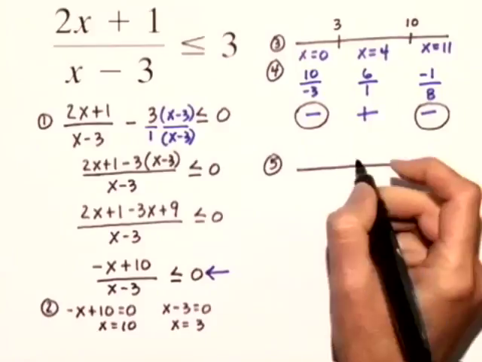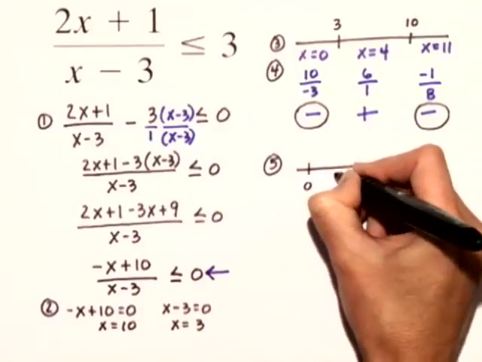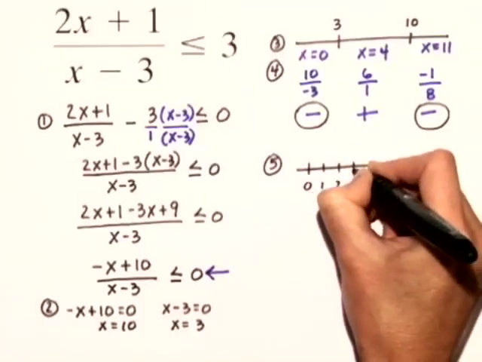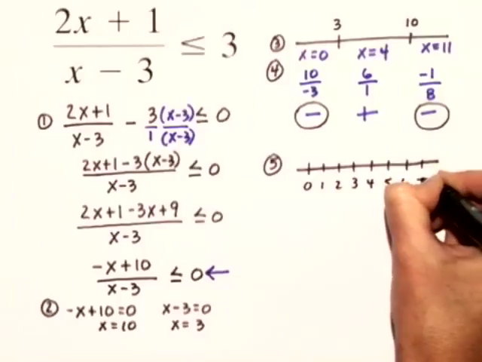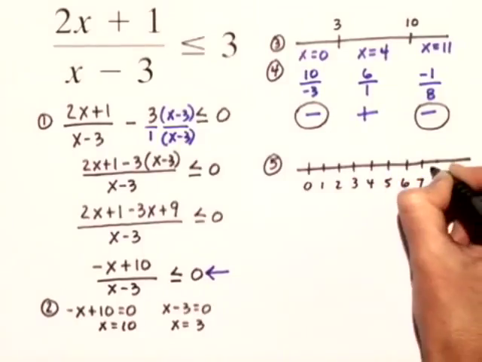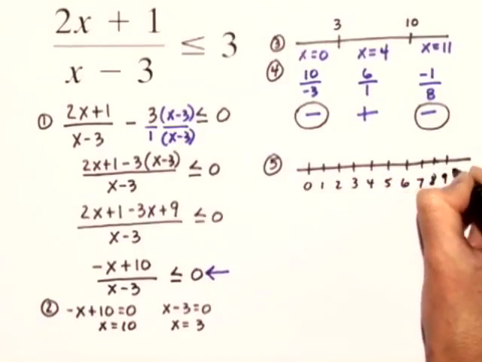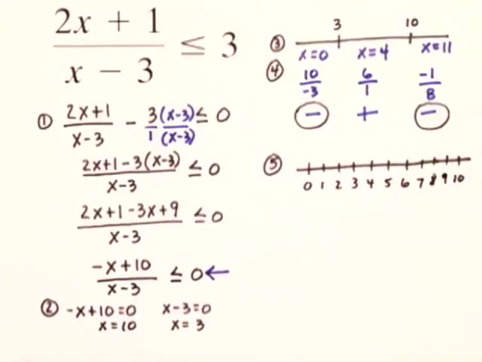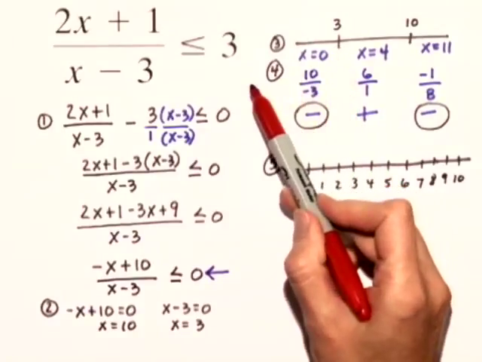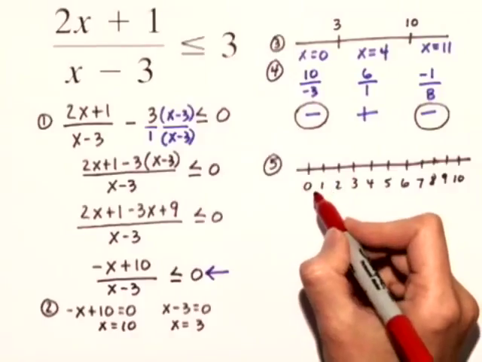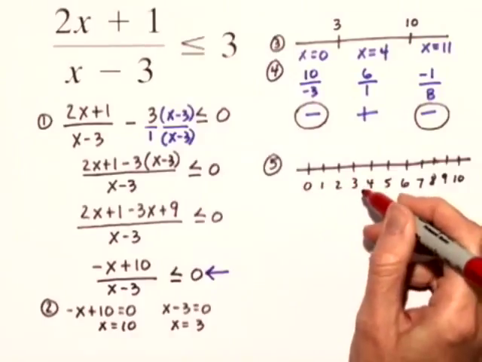So we have 0, 1, 2, 3. And there's our number line from 0 to 10. So we're ready to graph our solution. We know that this function is less than or equal to 0 in the interval from 3 and to the left of 3. But let's be very careful before we actually graph this.